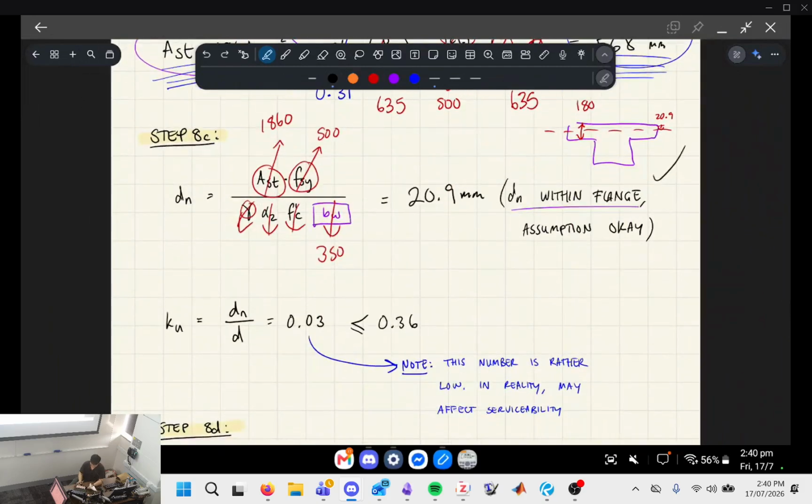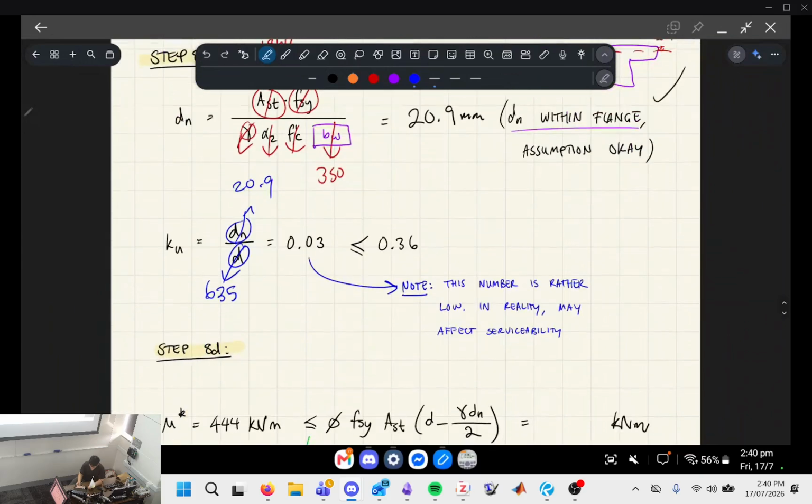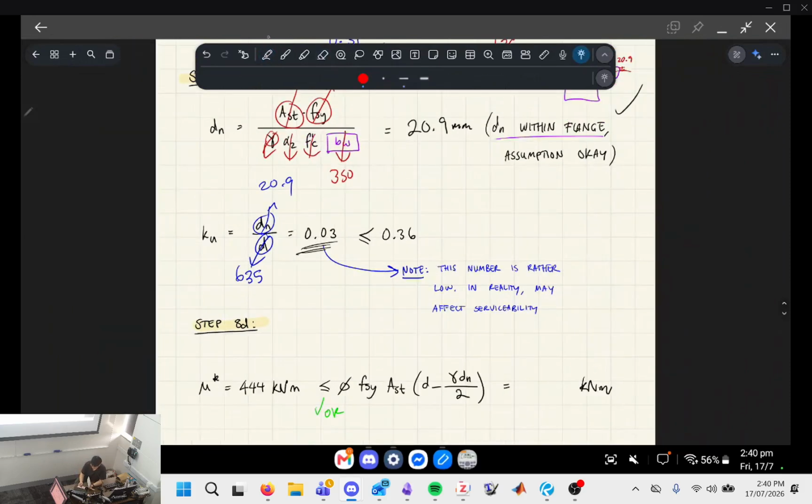Now we check that the ductility requirement's fulfilled, and that's just a matter of taking the ratio between DN and D. DN is 20.9, and D was this, which, again, I don't know if this number's going to be right, because it might be calculated with 605. Anyway, this number is actually exceptionally low, because you kind of want it in the ballpark of 0.25-ish, or comfortably below 0.36, except not super low. This will lead to potential serviceability issues later, but we'll talk about that next week, or maybe the week after at this rate.